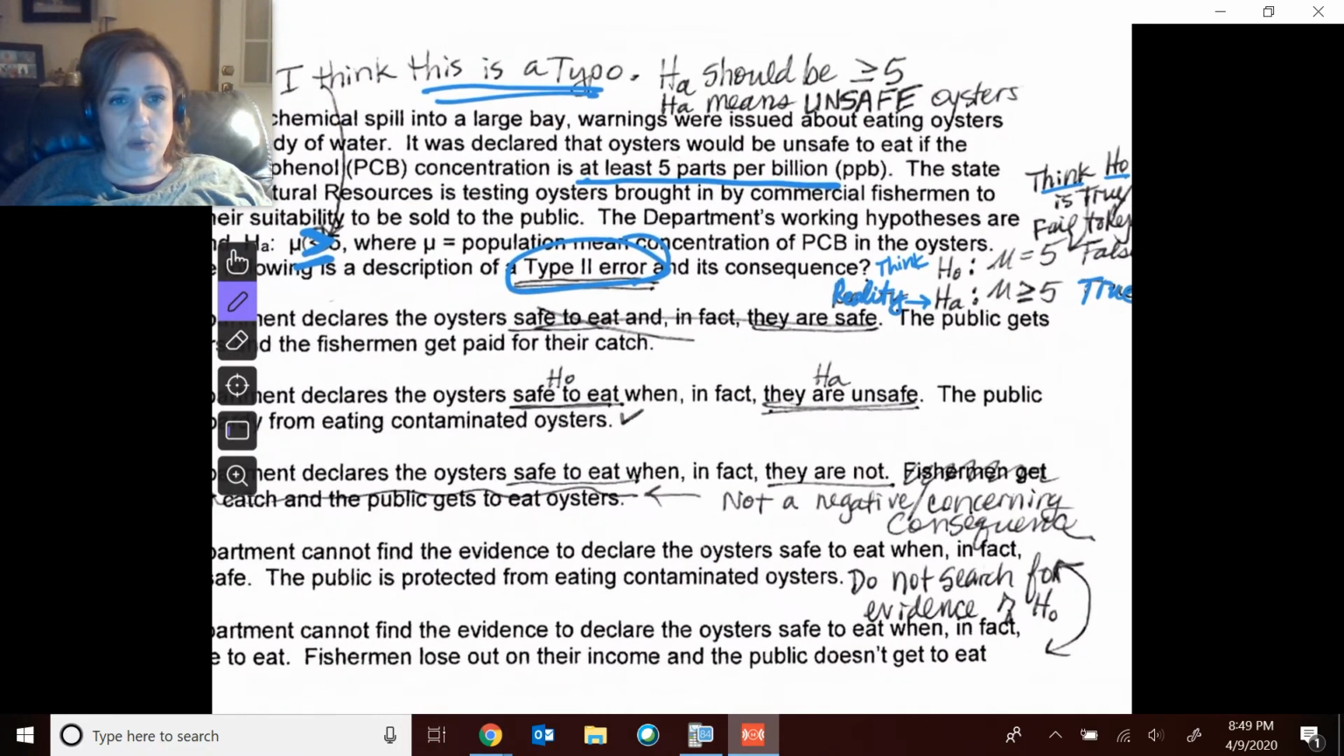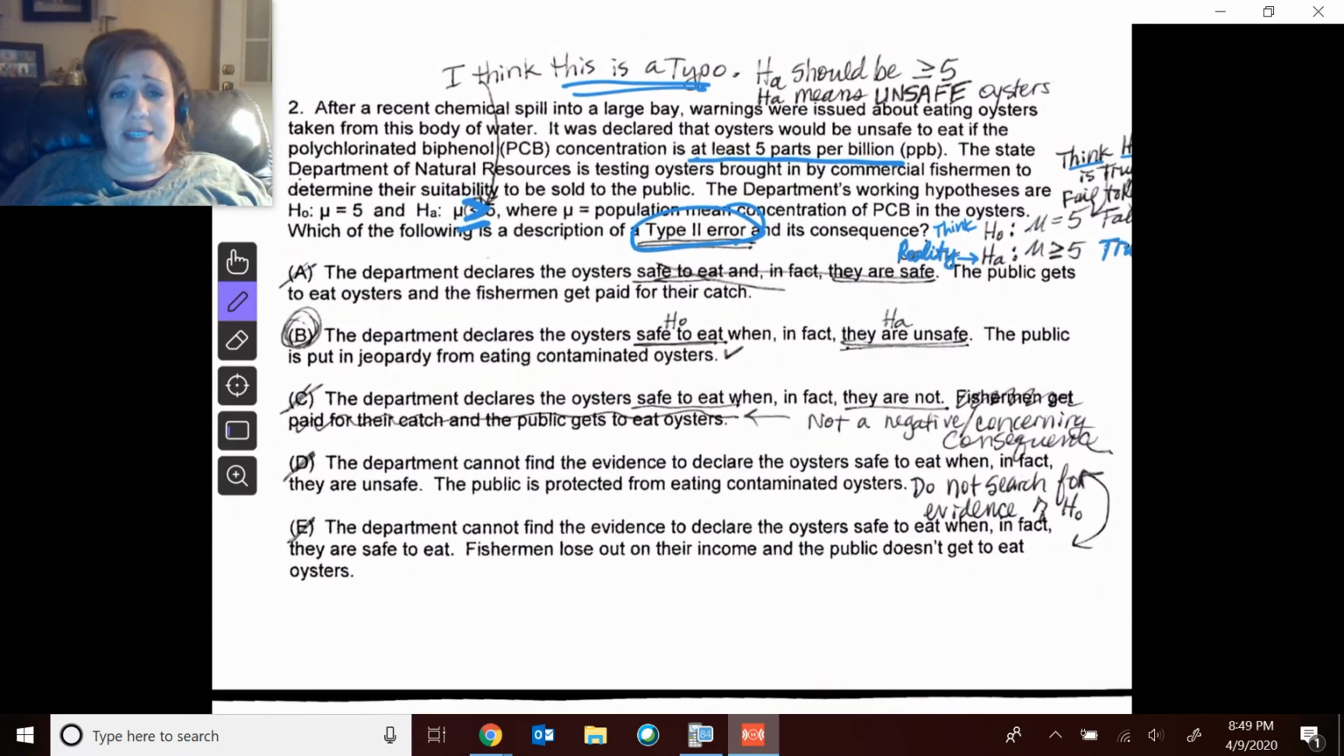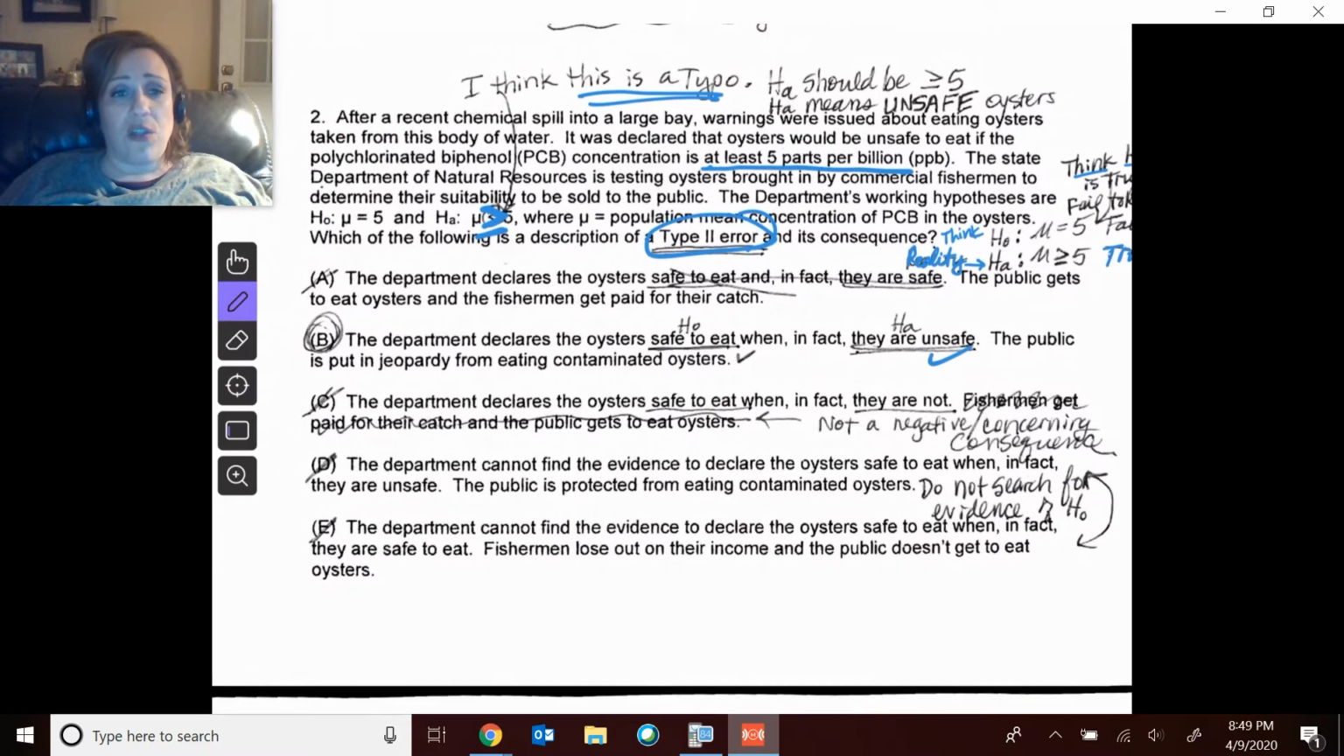So let's go through here. First of all, you should be able to mark A off. A says they're safe, and we declare they are safe whenever they actually are. Okay, so there's actually no error happening there whatsoever. B says they are safe. The department says, yep, they're good, safe to eat, when in fact they are unsafe. Okay, so that is true. And so I was really liking that one a lot.